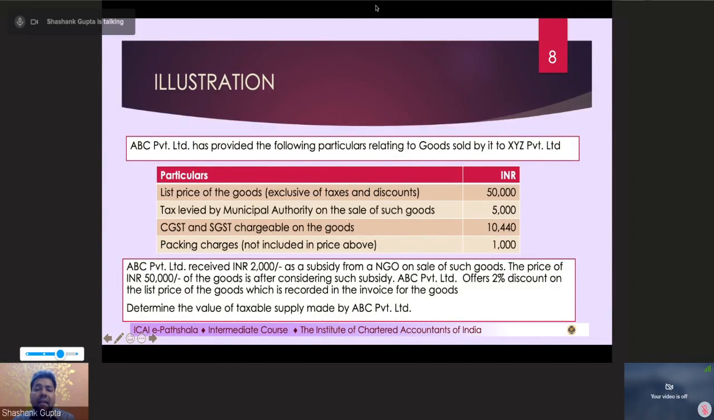Sai Charan is asking, can I please know the meaning of composite supplies? Please, Sai, last session I cannot afford to repeat. I believe the lectures are recorded. Please go and revisit that.